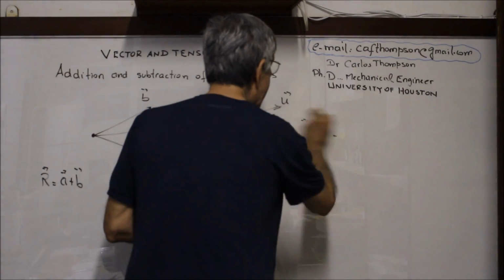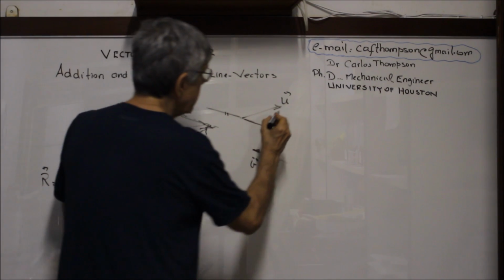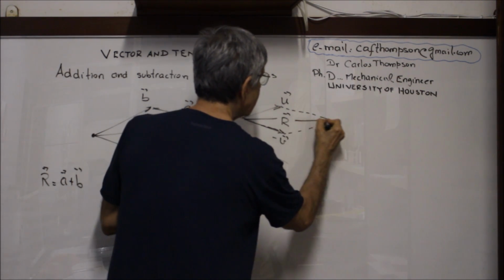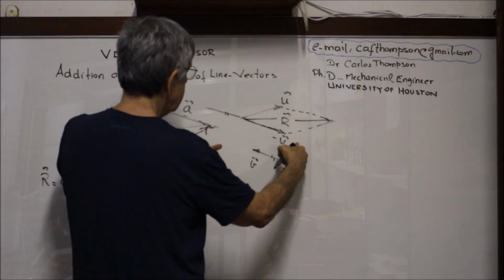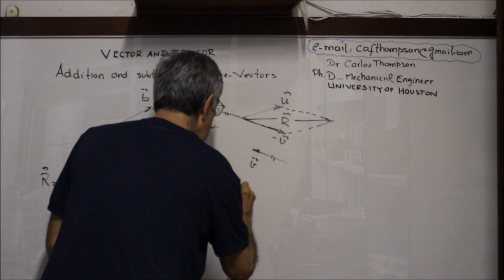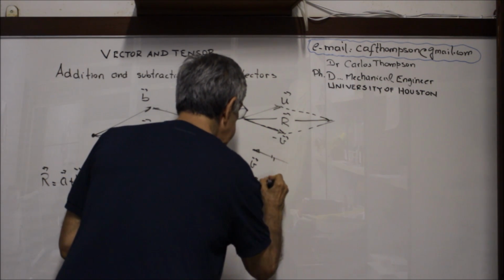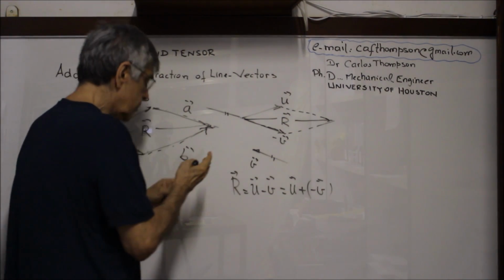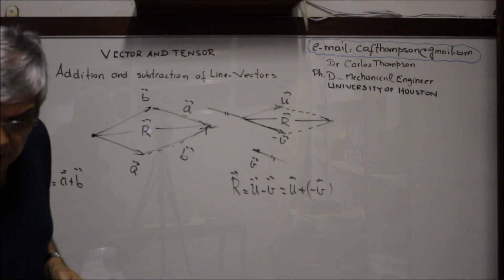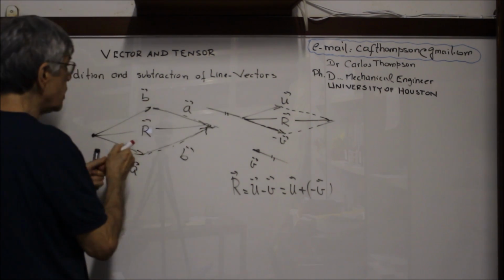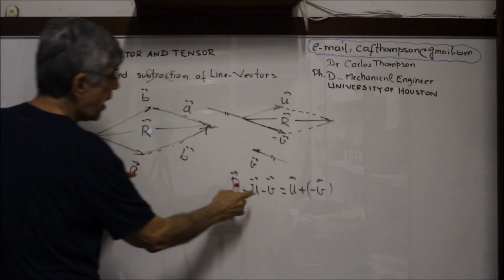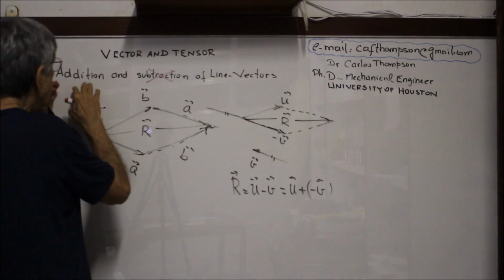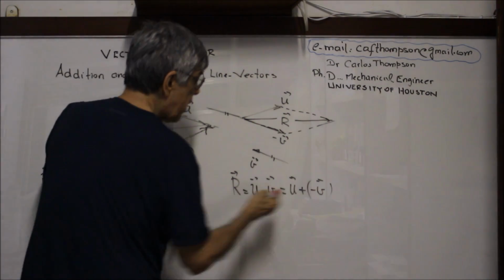The diagonal of this parallelogram is like this. So here is the resultant, the sum of u plus minus v. In this case, R is equal to u minus v, which is u plus minus v. That's the reason I personally don't like adding and subtracting line vectors separately: if I have a subtraction, I can just add and change the direction of v. So we always add a vector u plus minus v.